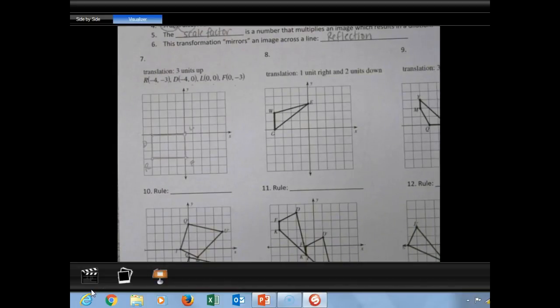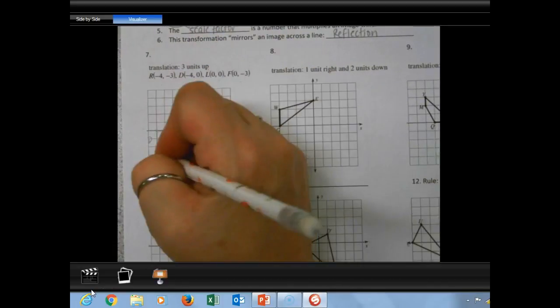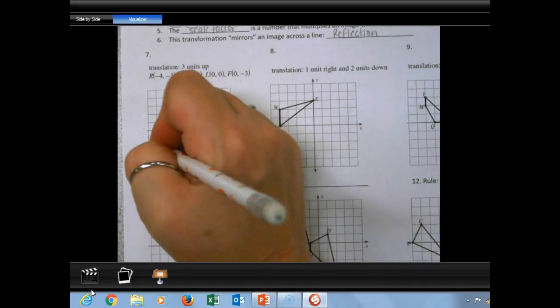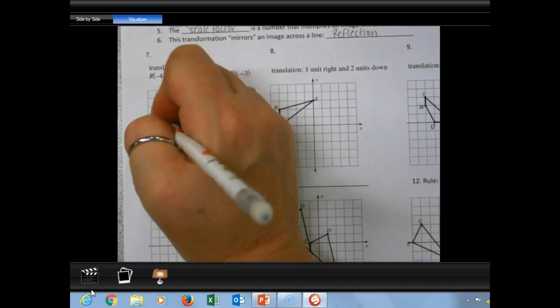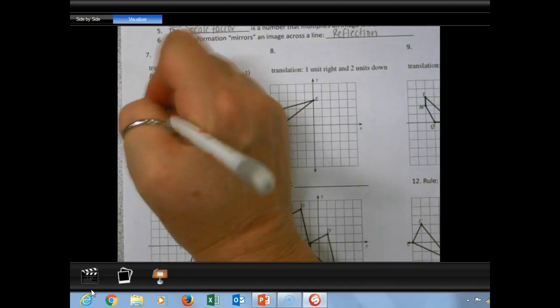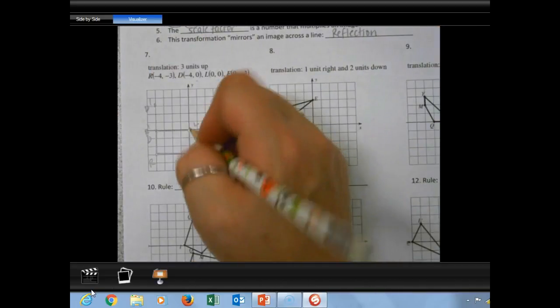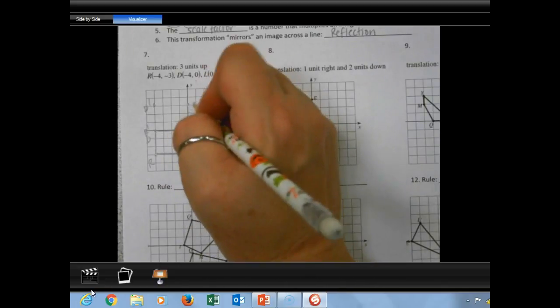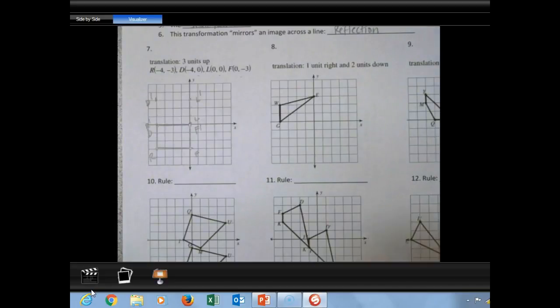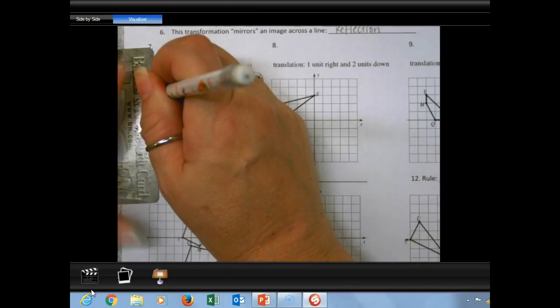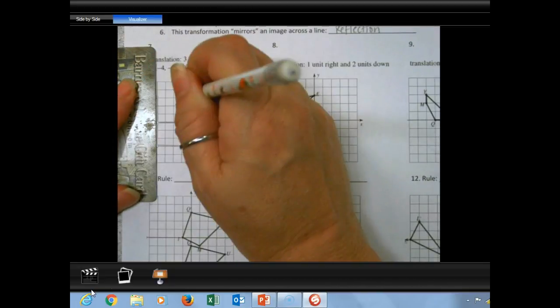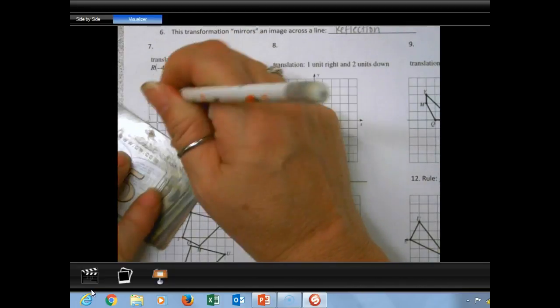So the translation is asking us to move it 3 units up. So we're going to go up 3. 1, 2, 3. D becomes R prime. 1, 2, 3. This is D prime. L becomes F prime. And that, move it up 3. So now we have a translation, which just means slide up 3 units.